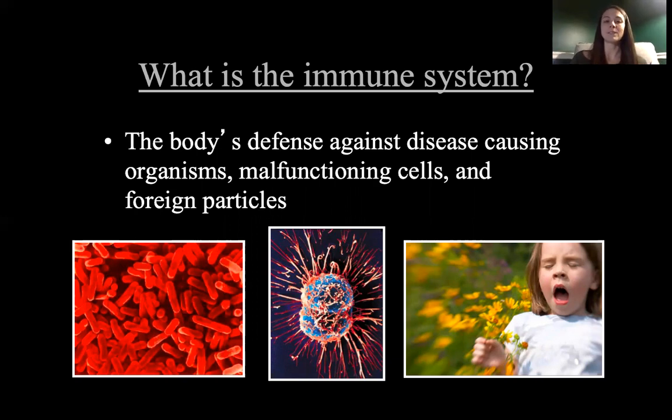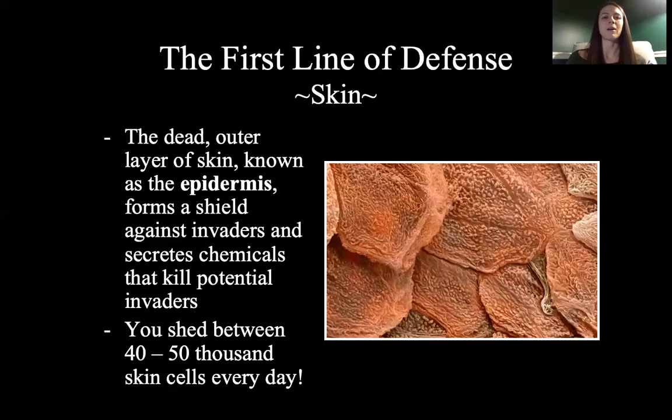If we didn't have this immune system, we would be in big trouble pretty much all the time, because we're coming in contact with germs, pathogens, viruses, bacteria all the time. So the immune system is our body's defense against disease-causing organisms, malfunctioning cells, so those would be like tumor cells or cancerous cells, and foreign particles that sometimes actually aren't harmful for us, but our body launches the attack anyway, which we know as allergies, which we'll get to at the end of this PowerPoint. We're going to talk about the immune system as 3 different lines of defense.